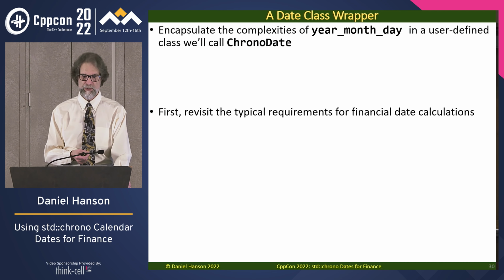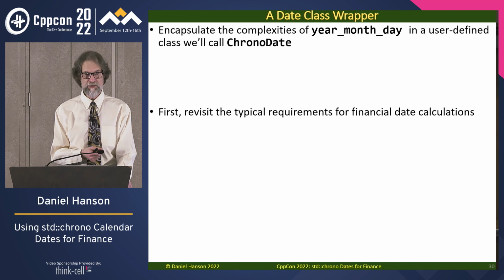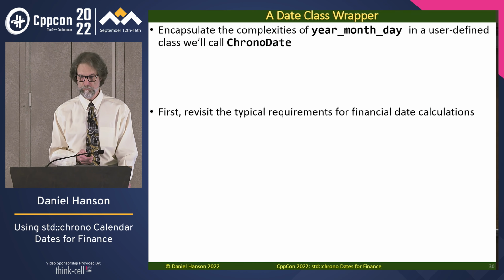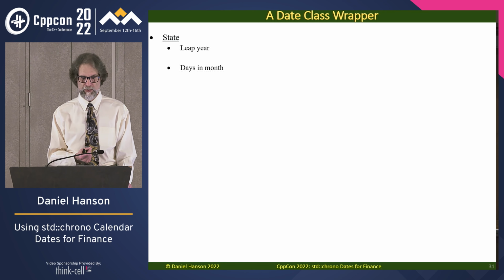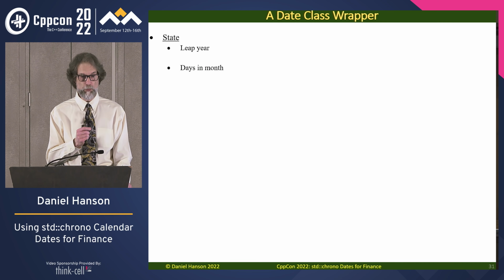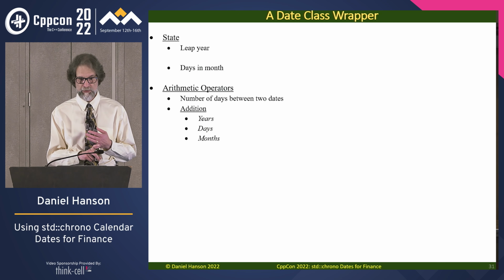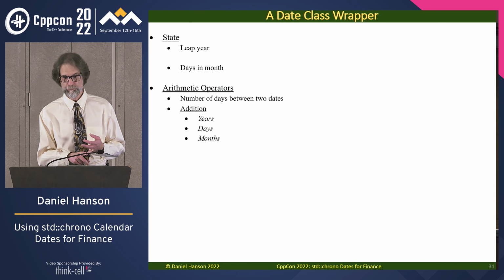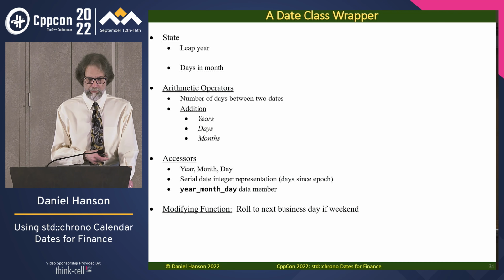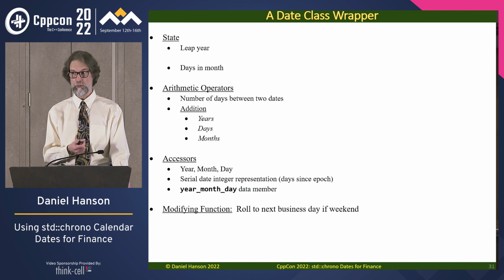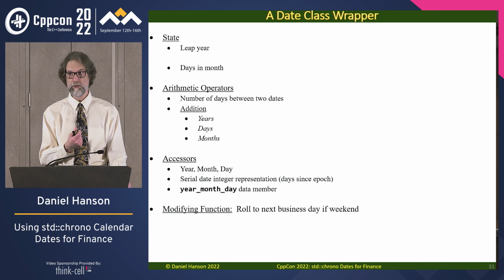But first, let's revisit the typical requirements that you need for dates in financial programming. Okay, first there are states that we might want to check. One is the leap year. The other is how many days are there in a month. The arithmetic operators, as before, so we want to be able to find the number of days between 2 dates, and then we need to be able to add years, days, or months to a date. And then accessors, year, month, and day, but what we'll do here is we will return integer types rather than the std::chrono object.